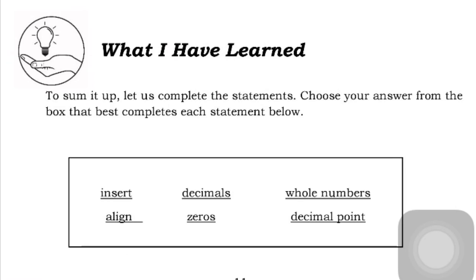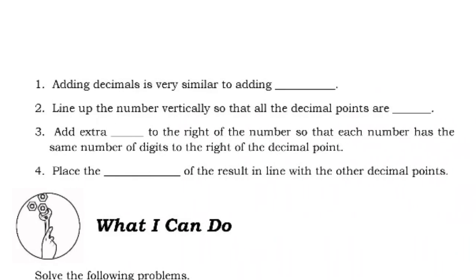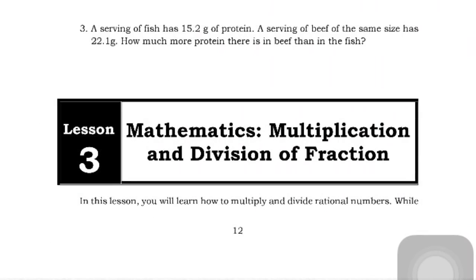Then what I have learned: let us complete the statements by choosing the answer from the box that best completes each statement below. You have your answers in the box, and you have 4 statements here. This is just an application of addition and subtraction of decimals.